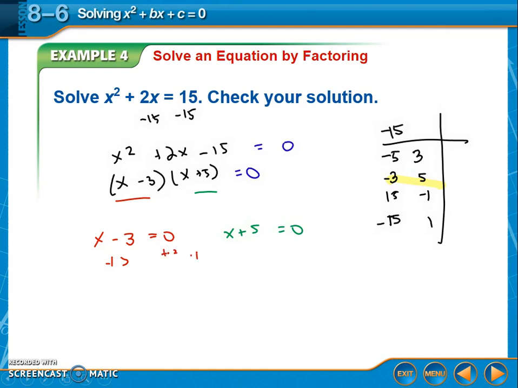So it's going to be x equals 3. And then subtract this 5 from both sides, and I get x equals negative 5. So 3 and negative 5 are the solutions to this here.